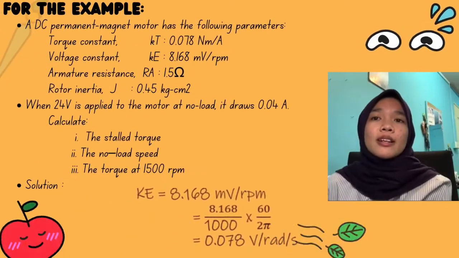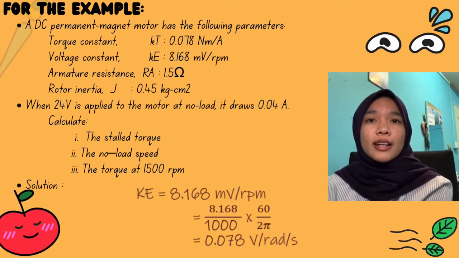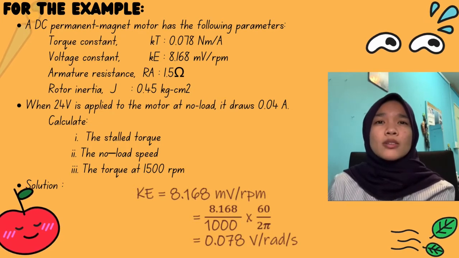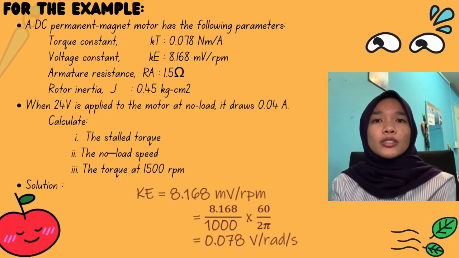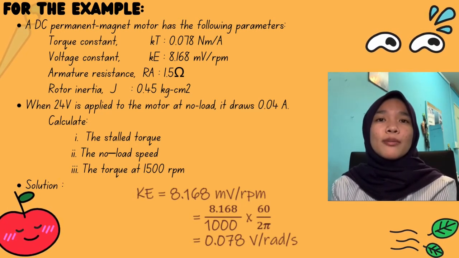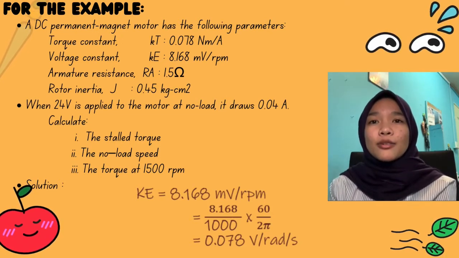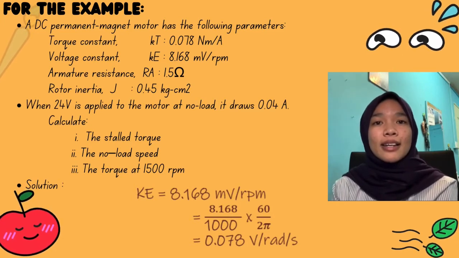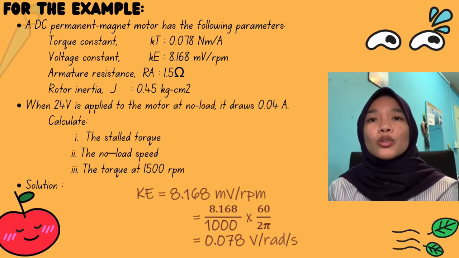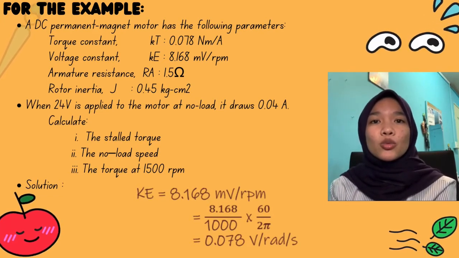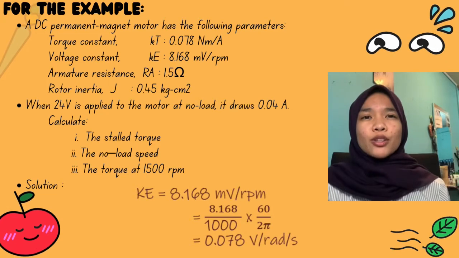For the example, a DC permanent magnet motor has the following parameters. Torque constant Kt equal to 0.078 Nm/A. Voltage constant Ke equal to 8.168 mV/rpm. Armature resistance Ra equal to 1.5 ohm. Rotor inertia J equal to 0.45 kg. It draws 0.04 A.